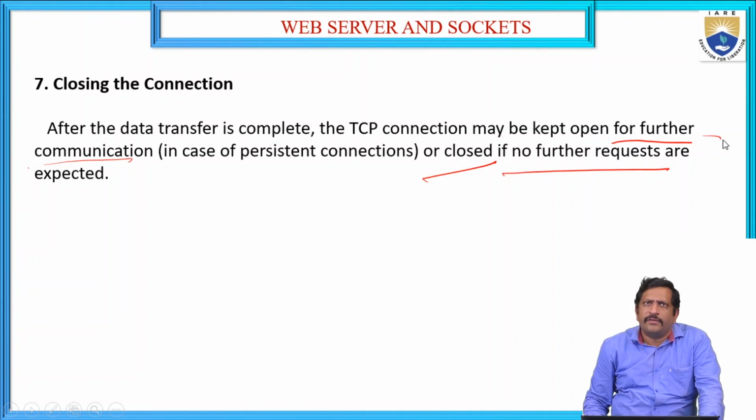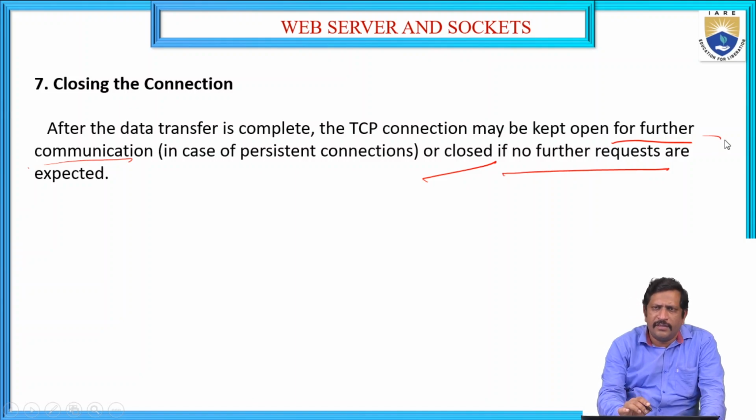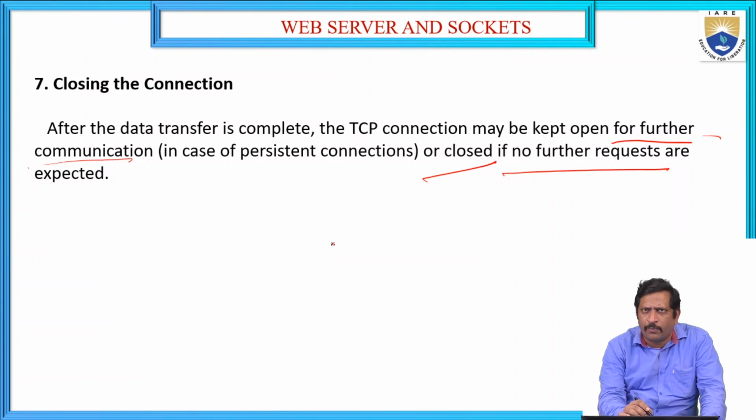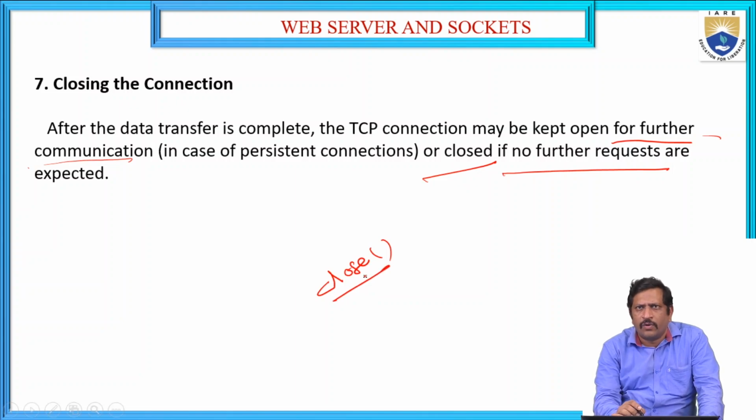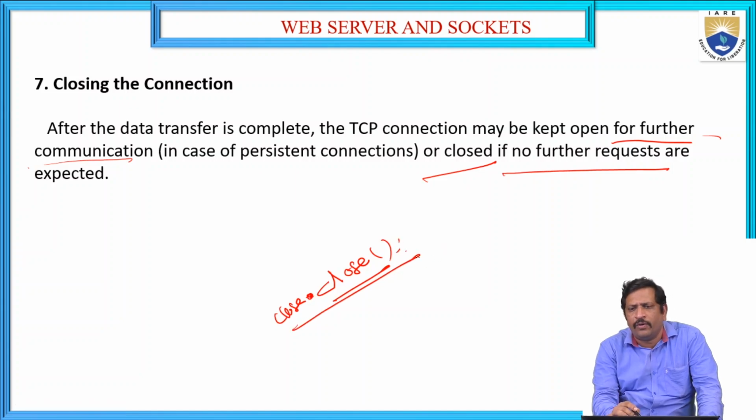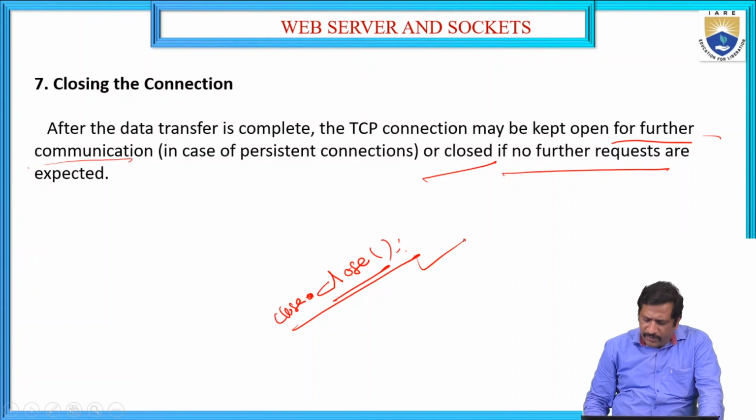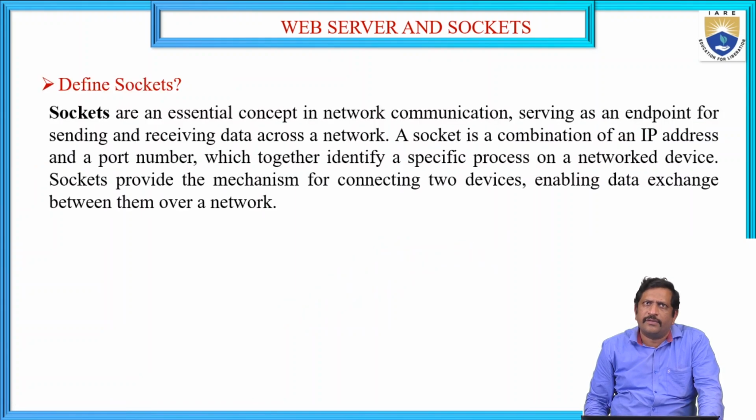Here is the closing connection. Closing can be done in network programming. So that is a close function. In Python, if you use the Python programming language, you call the close method. By using this method, we can terminate the communication task.